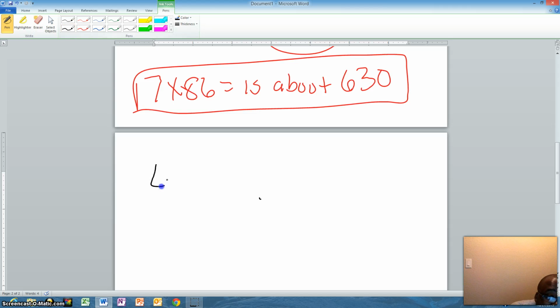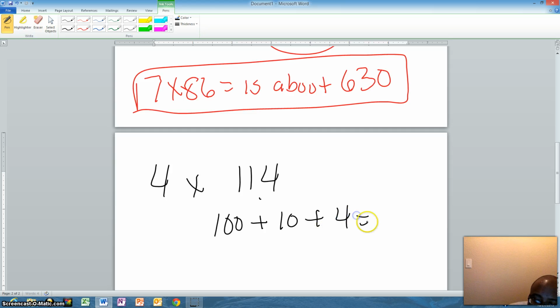Okay, so let's do 4 times 114. Same thing. We don't round the 4 because the 4 is the multiplier. That's the number of times that we add 114. So let's go ahead and break 114 apart. That's 100 plus 10 plus 4. And remember that does equal 114.